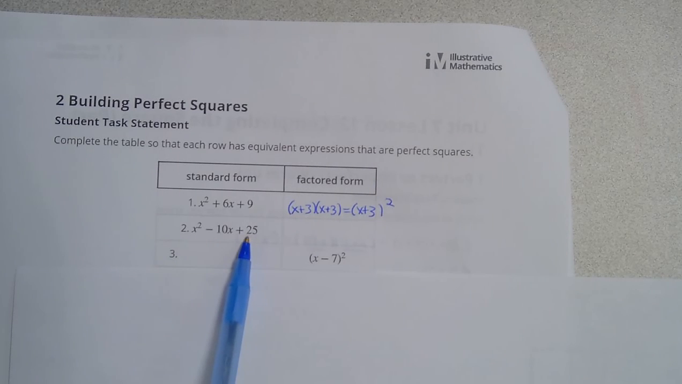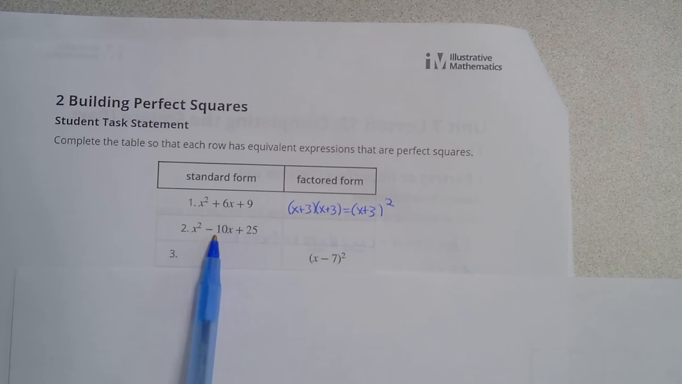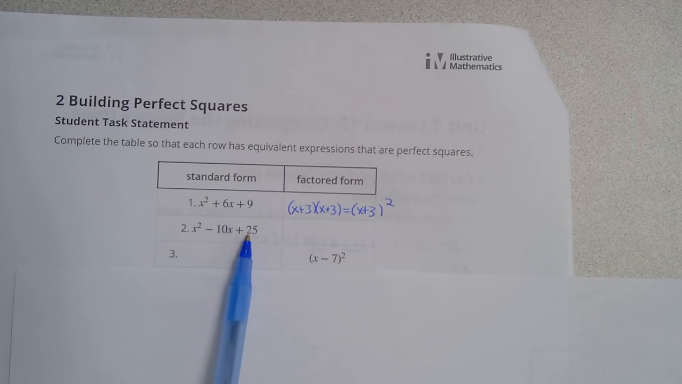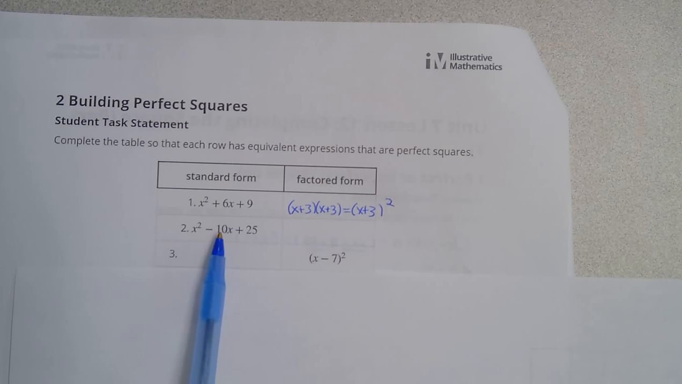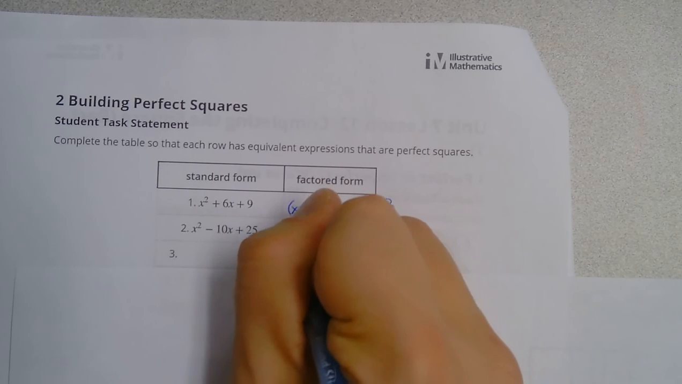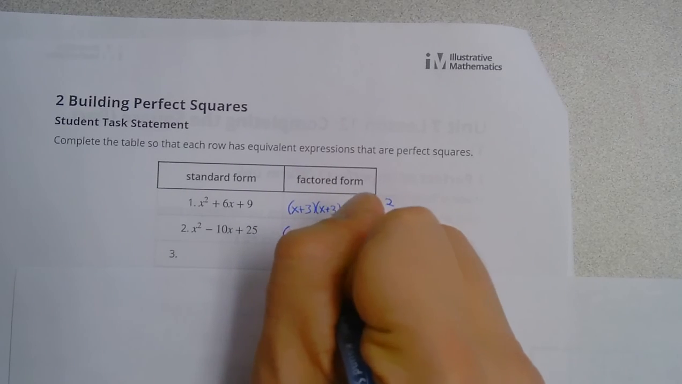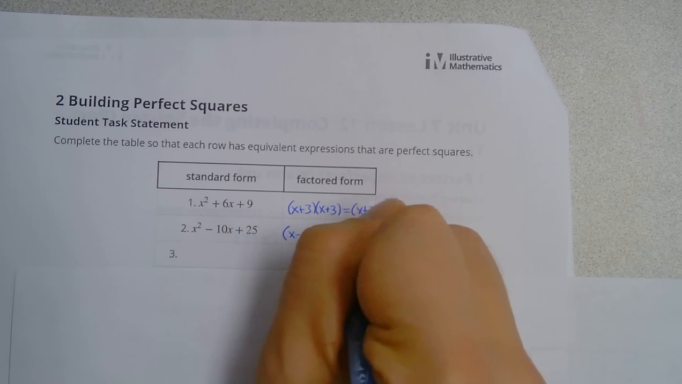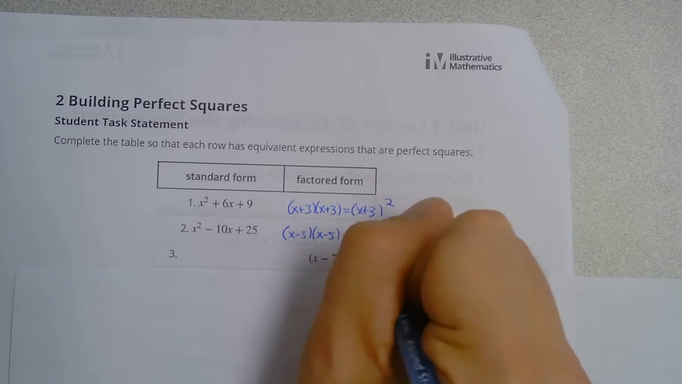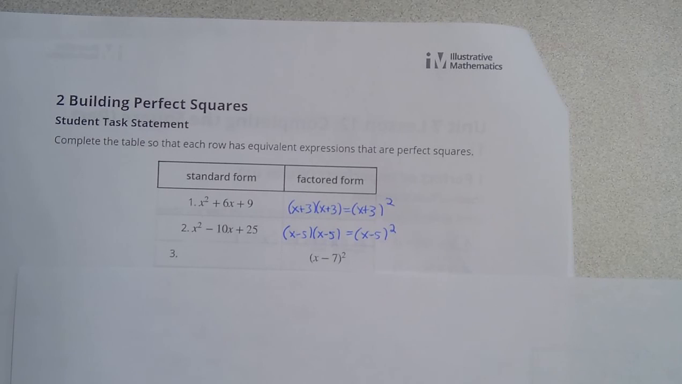Same idea here. I'm looking for factors of positive 25 that add together to be negative 10. Now, I know I'm looking for perfect squares, so 5 and 5 are going to be it, but 5 plus 5 is 10, not negative 10. So I actually have to rethink that and think negative 5 times negative 5 is positive 25. But when I add negative 5 and negative 5, I get negative 10. So my perfect square here, I have x minus 5 times x minus 5, which is equal to x minus 5 squared.